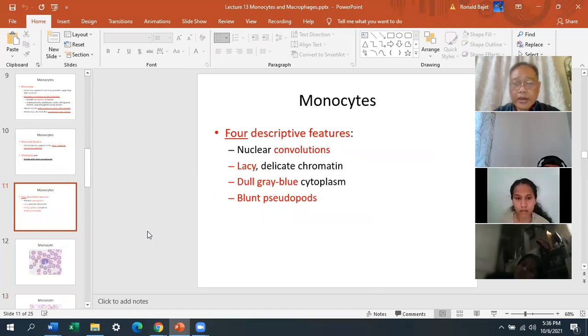Okay, know these four descriptive features of monocytes. Nuclear convolutions, you'll be asked this. Okay, so three asterisks. He's going to ask this on a quiz or an exam. Nuclear convolutions, lacy chromatin, dull gray-blue cytoplasm, and blunt pseudopods. Make sure you know those.